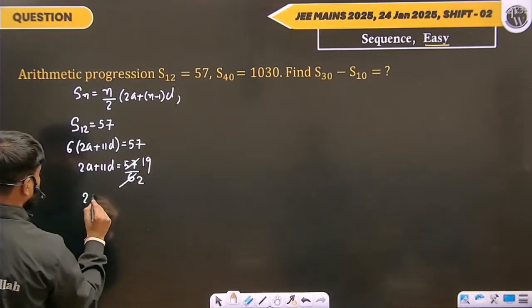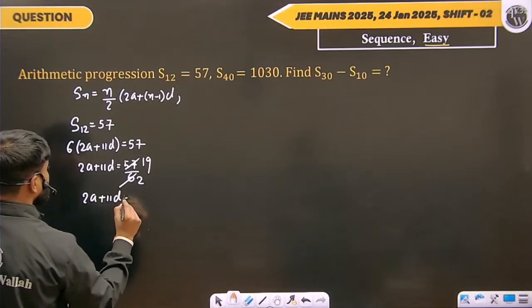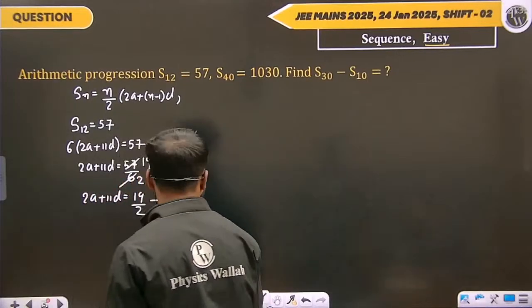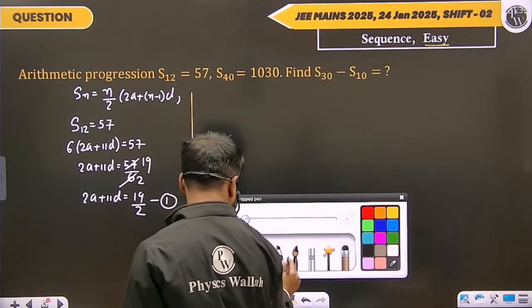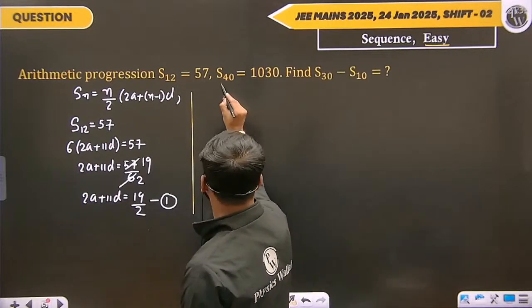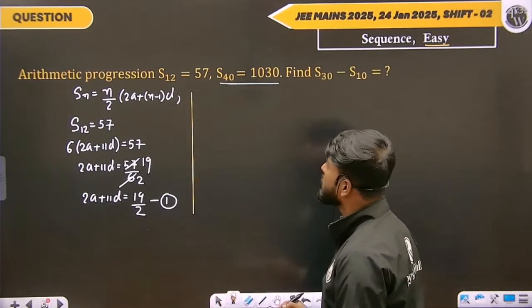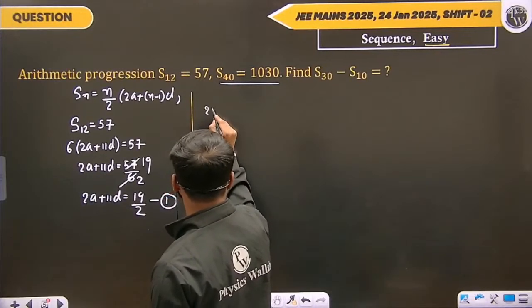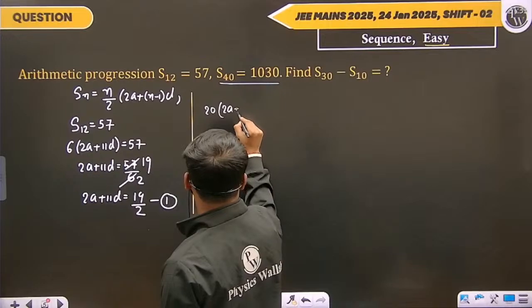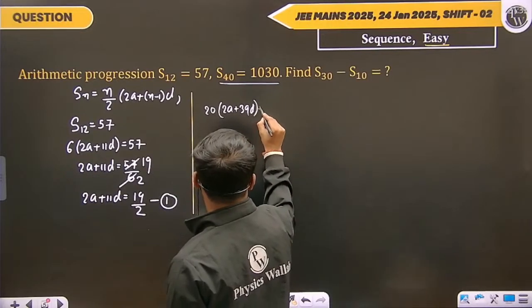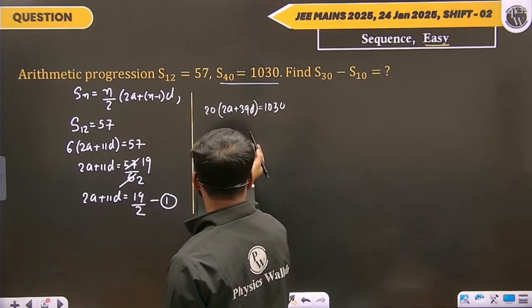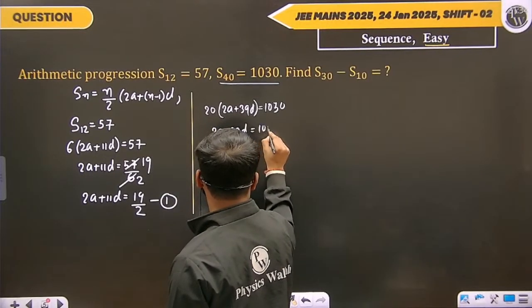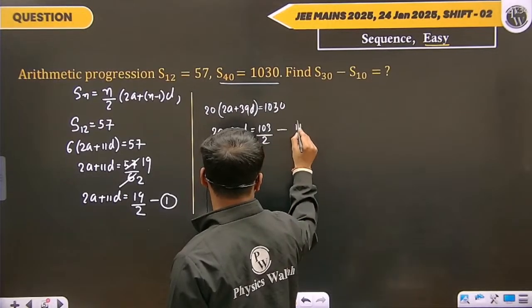So 2a plus 11d is 19 upon 2. It is your first equation. Now try to write another equation from another hint, and that is S40 equal to 1030. So what is the expression of S40? It is 20 times (2a plus 39d), and it is nothing but 1030. So what is the value of 2a plus 39d? It is 103 upon 2. It is your equation number 2.